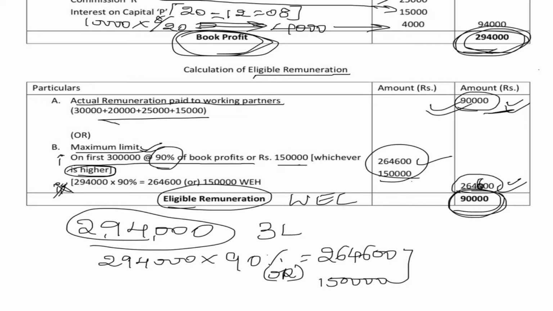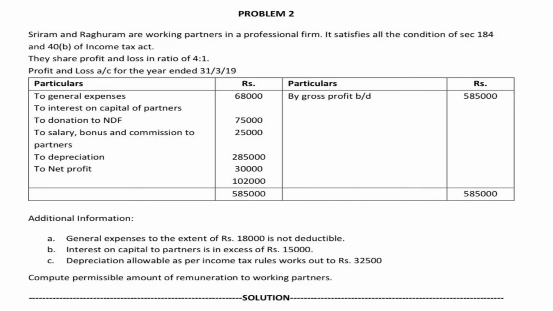I repeat, you will compare actual remuneration with the maximum limit, whichever is lower. In this case we have 90,000 and 2,64,600. Since 90,000 is the lower value, this will be your eligible remuneration. You're not adding nor deducting. It's just a comparison between the values given here, actual remuneration or maximum limit. Let's look into the next problem.